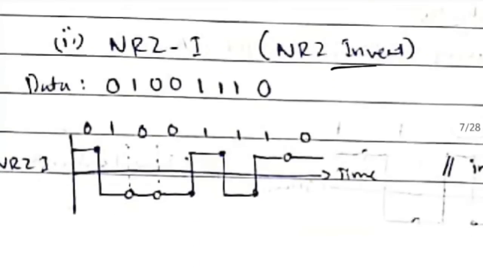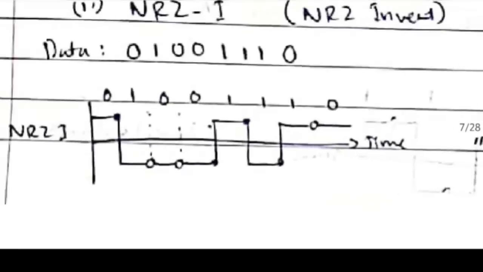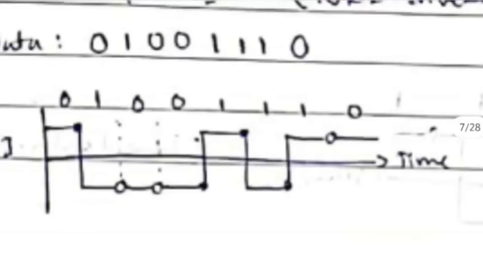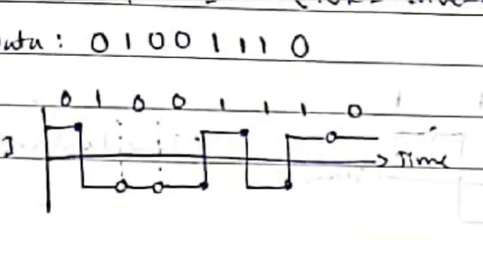Coming to NRZ I scheme, it's a bit different. In this we will invert only when the next bit is 1. So see here, if the data given is 0 1 0 0 1 1 0, in NRZ I scheme what we do is, we will start from 0 at the top. 0 is considered as positive voltage, so we will start from here and we will see the next bit, it's 1. Whenever it is 1, we have to invert, means come down to negative.